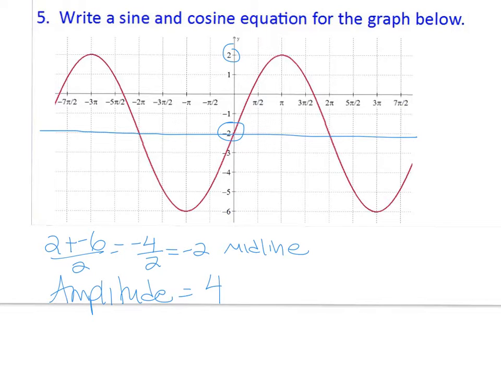And then the period, we can go from this maximum to this maximum. So that's pi to the right and 3 pi to the left for a total of 4 pi for the period.